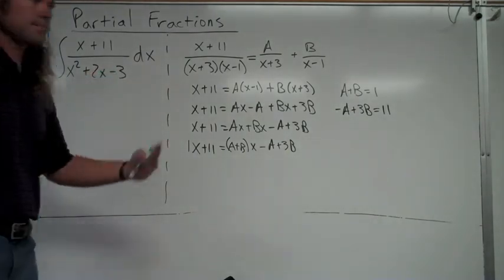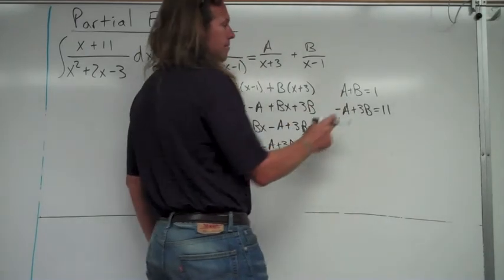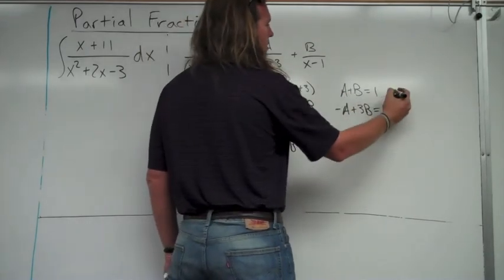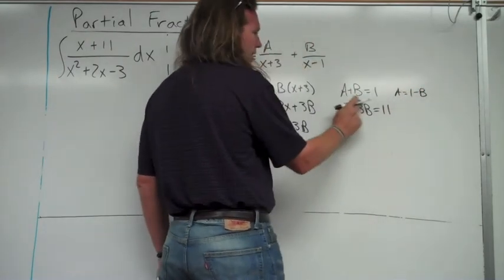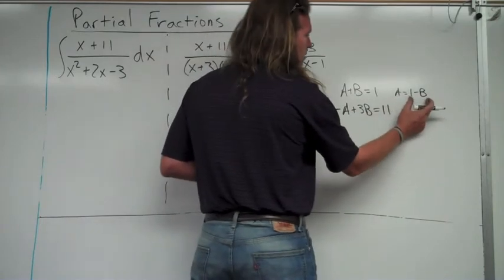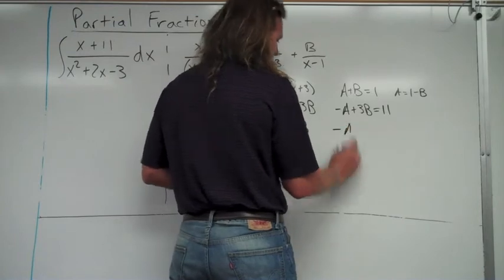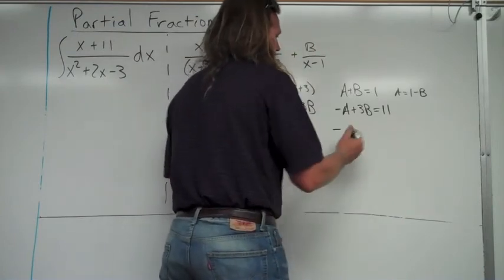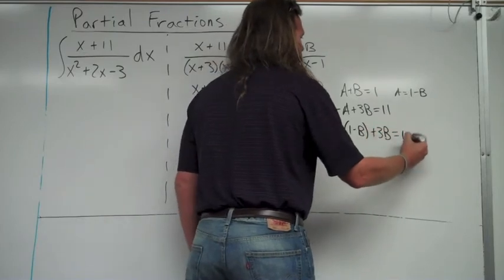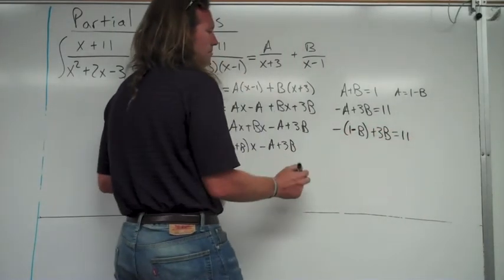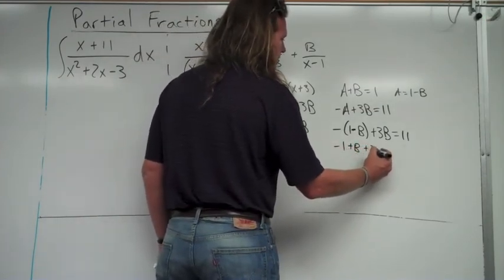Got my two equations, got my two unknowns. I'm going to use substitution again. So I'll subtract B, and I'll get A equals 1 − B. I just subtracted B to solve for A. Now I insert 1 − B where I see A in this equation. So instead of −A, I'm going to write −(1 − B) + 3B equals 11. At this point, I'm going to distribute my negatives. So I have −1 + B + 3B equals 11.